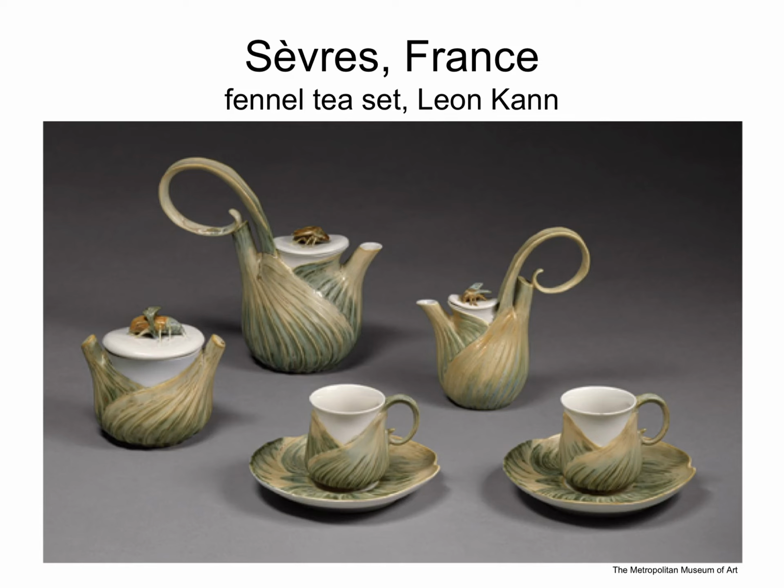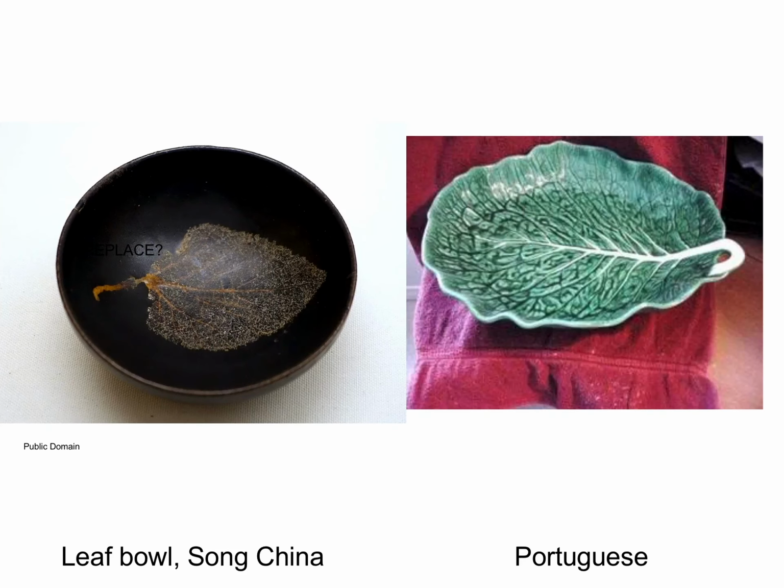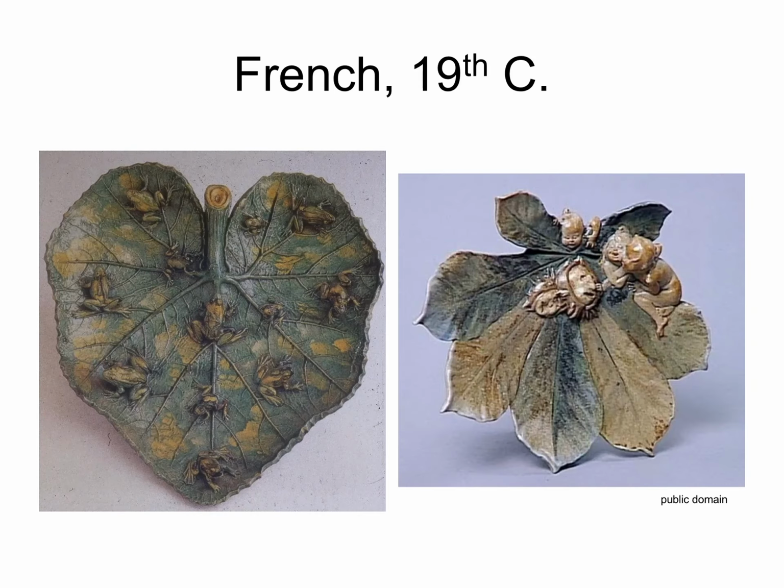Example from Sèvres in France, this fennel tea set by Léon Kahn, made at Sèvres in porcelain. And again, example of imitation surfaces in ceramics with this card game on porcelain from Dupaquier in Vienna. There are so many different ways to approach the aesthetic. This is an example from China, an example from Portugal, where a leaf becomes part of the ceramic object in an interesting way. And this very beautiful example from France in the 19th century again, with those little animals crawling over leaves.